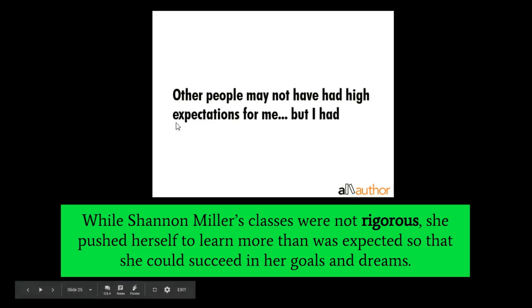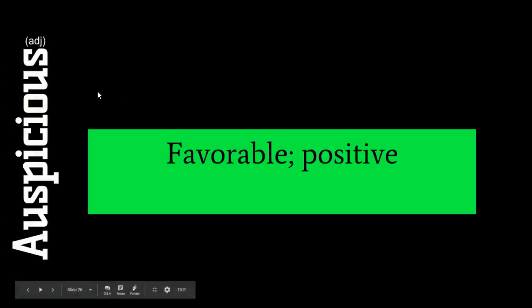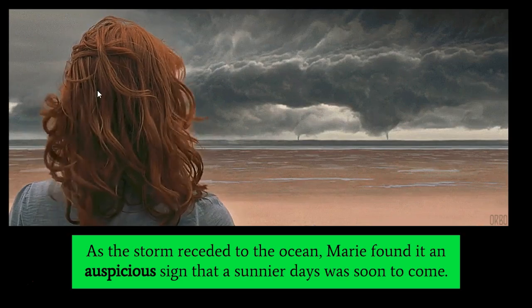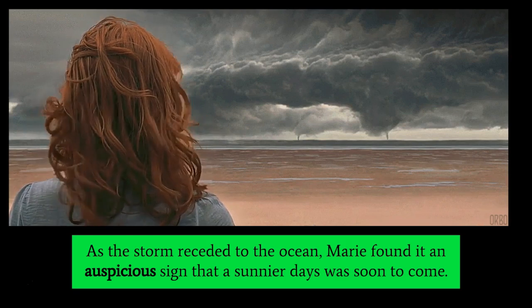All right, so next up, we have auspicious, which is an adjective, and it means favorable and positive, and it has connotations of being lucky. So here we have, as the storm receded to the ocean, Marie found it an auspicious sign that sunnier days were soon to come. And so here we have auspicious, which is a lucky sign, which is a good sign, which is a hopeful sign.